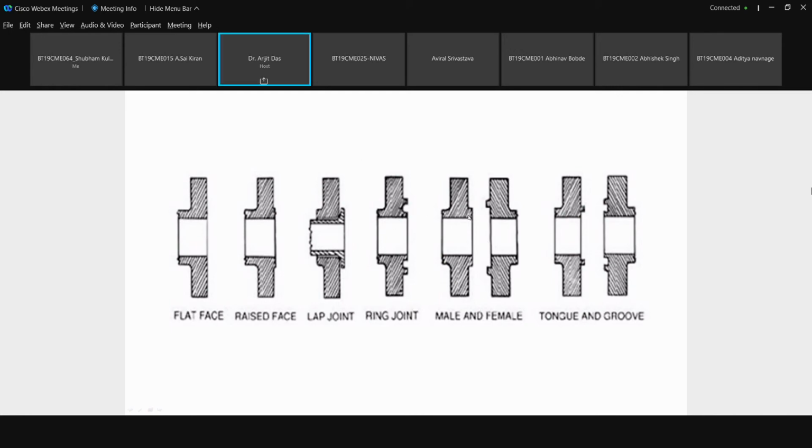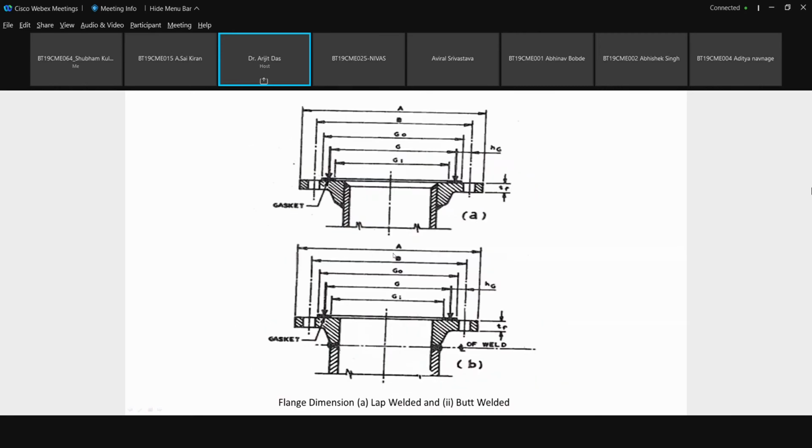Then the male and female type. Okay, this male portion can be fitted here. And the tongue and groove. A groove is made, so that the raised portion of the tongue is fitted. So these are the different types of the flanges, narrow faced flanges.